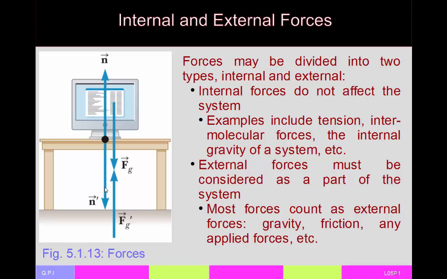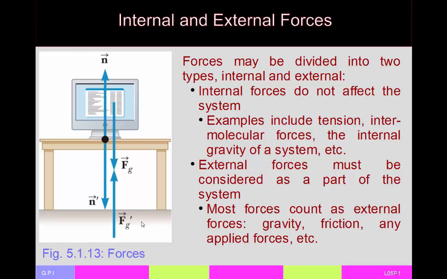You need to figure out which forces go with which object, and you need to figure out which forces end up being internal and external to the system. For example, if the system includes both the computer and the table together, then this normal force is an internal force. If it includes just the computer monitor, then this normal force is actually an external force acting upon this monitor. And similarly, for the table, this force is an external force acting upon the table. But if it's the table plus the monitor together, these normal forces become an internal force.